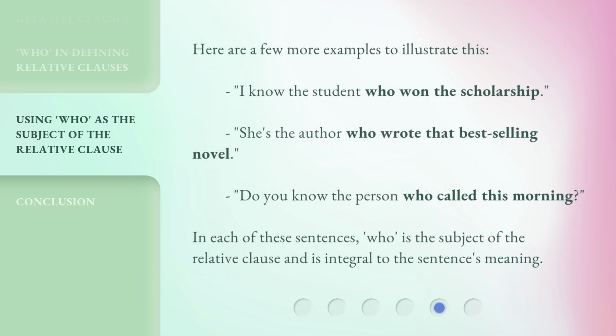Here are a few more examples to illustrate this. I know the student who won the scholarship. She's the author who wrote that best-selling novel. Do you know the person who called this morning? In each of these sentences, who is the subject of the relative clause and is integral to the sentence's meaning.